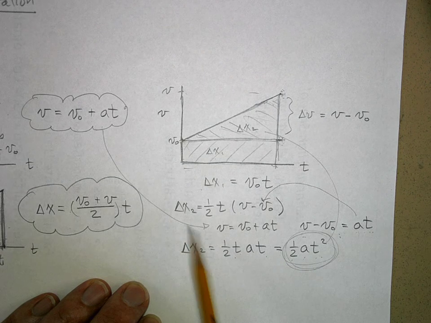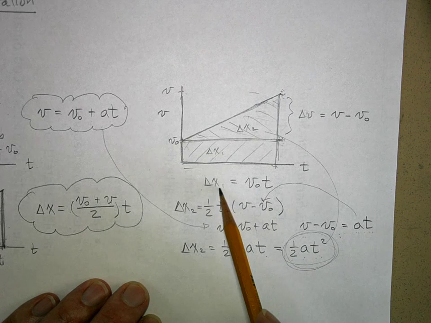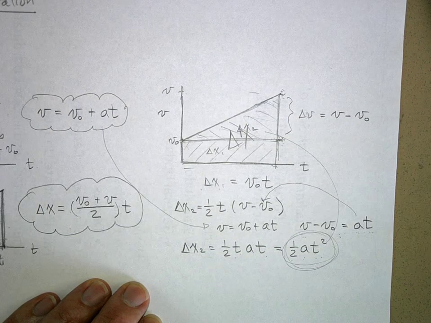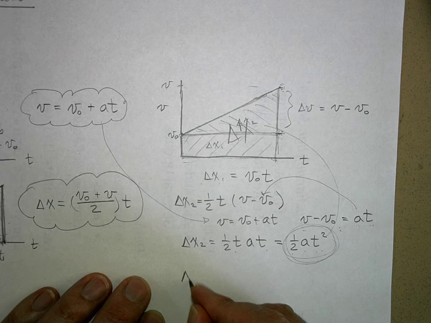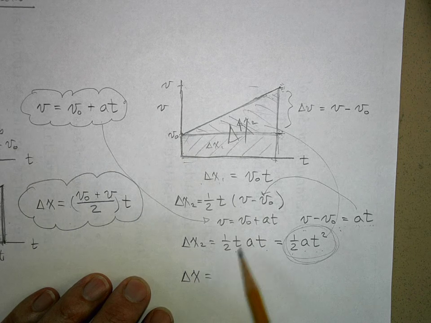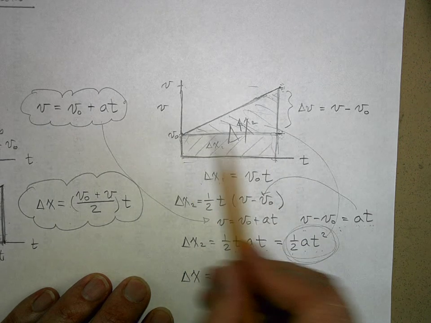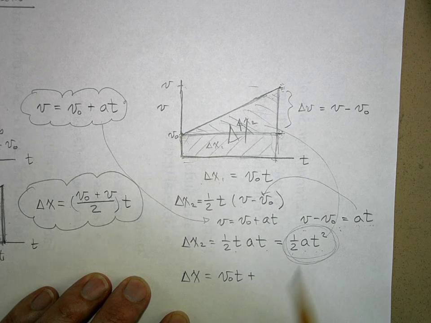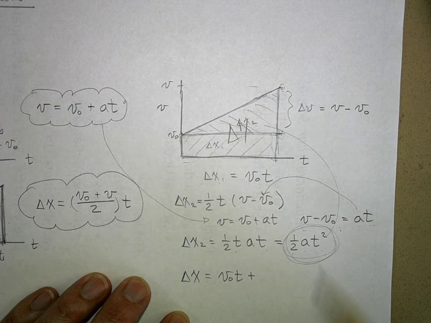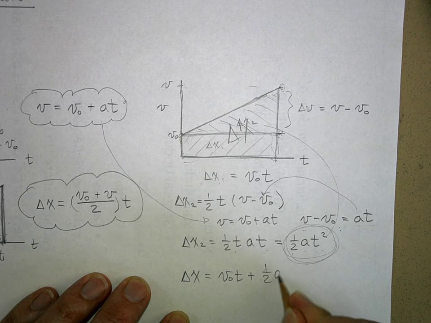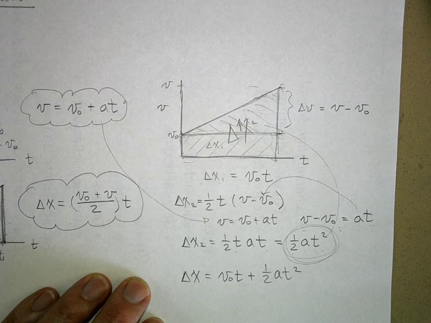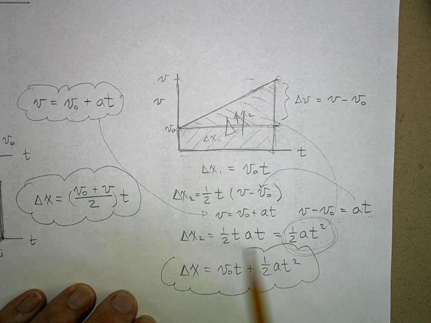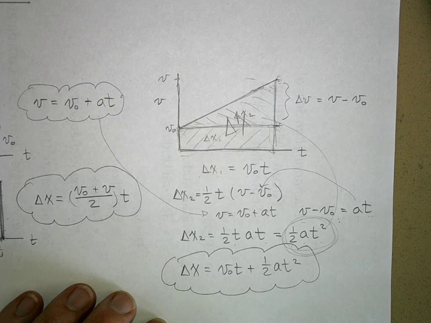Now I have to add these two together, delta x1 and delta x2, to get my total delta x. So I can say delta x is equal to delta x1, the area of the rectangle, plus the area of the triangle, 1/2 at squared. And this gives me my third kinematic equation.